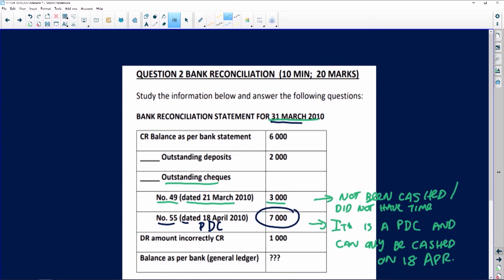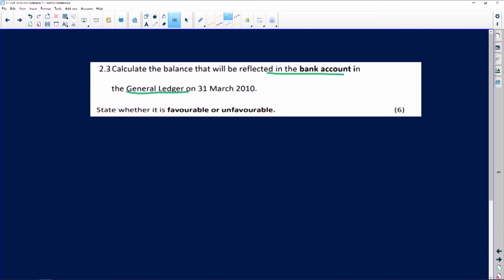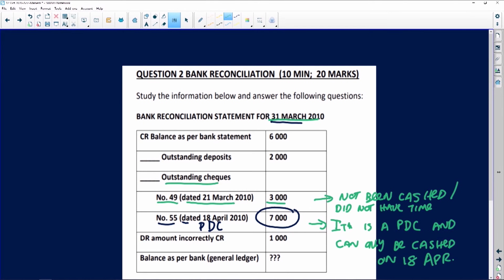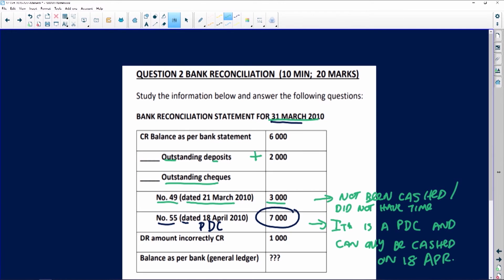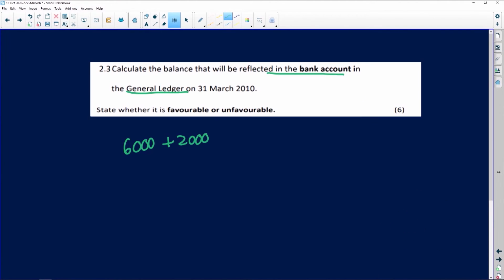Right, so we're going to start off with the credit balance as per bank statement, a positive 6,000. To that 6,000, we've got one outstanding deposit. And remember, an outstanding deposit is added. So outstanding deposit plus 2,000. Then we've got two outstanding checks, and remember, checks will decrease your balance. So we've got a check for 3,000 and a check for 7,000. So minus 3,000, minus 7,000.